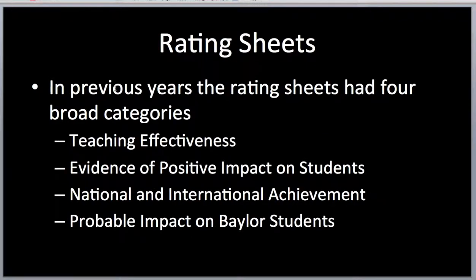All right, in the rating sheets, in the previous years, we used four broad categories. The categories were teaching effectiveness, evidence of positive impact on students, national and international achievement, and the probable impact on Baylor students. So when you open one of these spreadsheets, you'll see those four categories.